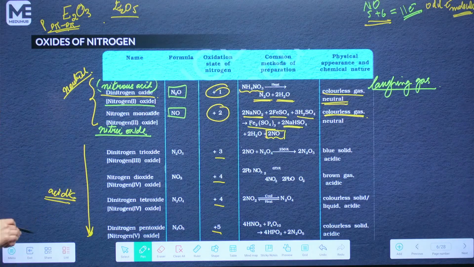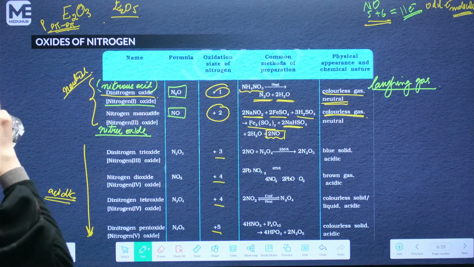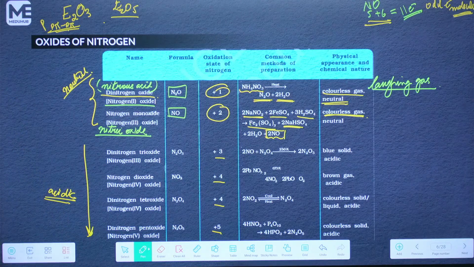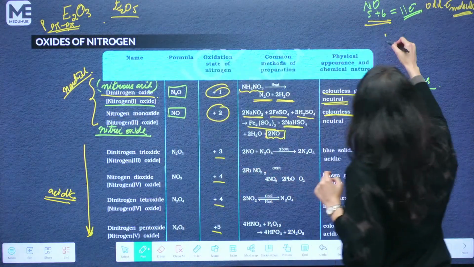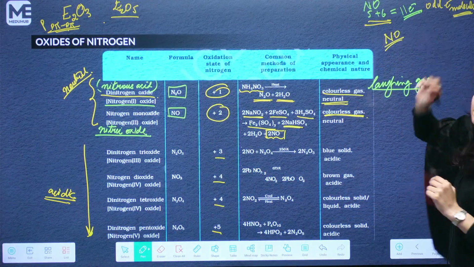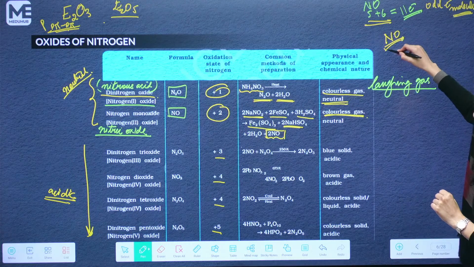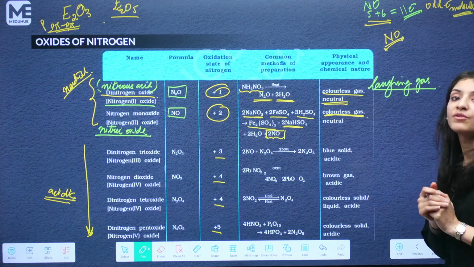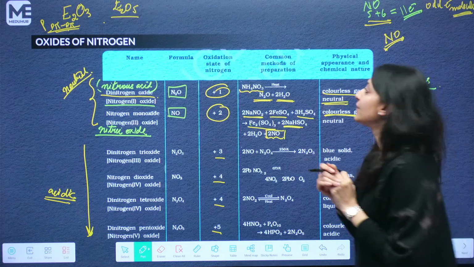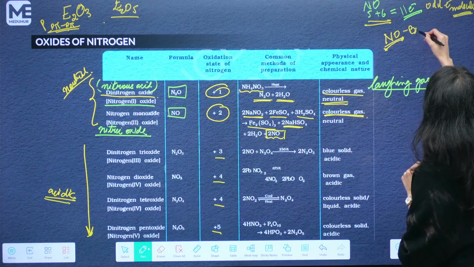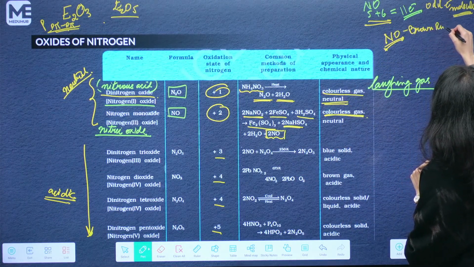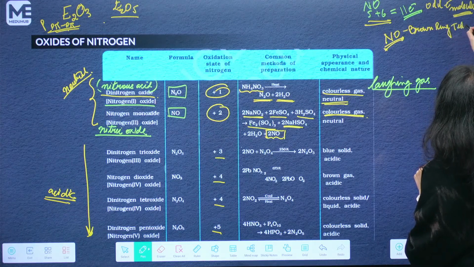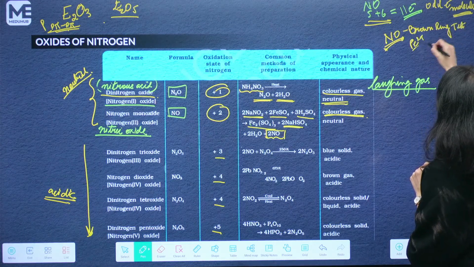There's another interesting thing about nitric oxide. NO has an ability to form complexes with metal ions. This ability of NO to form complexes with metal ions is used in the brown ring test, which we will study under nitric acid. In the brown ring test, NO forms a complex with Fe2+.